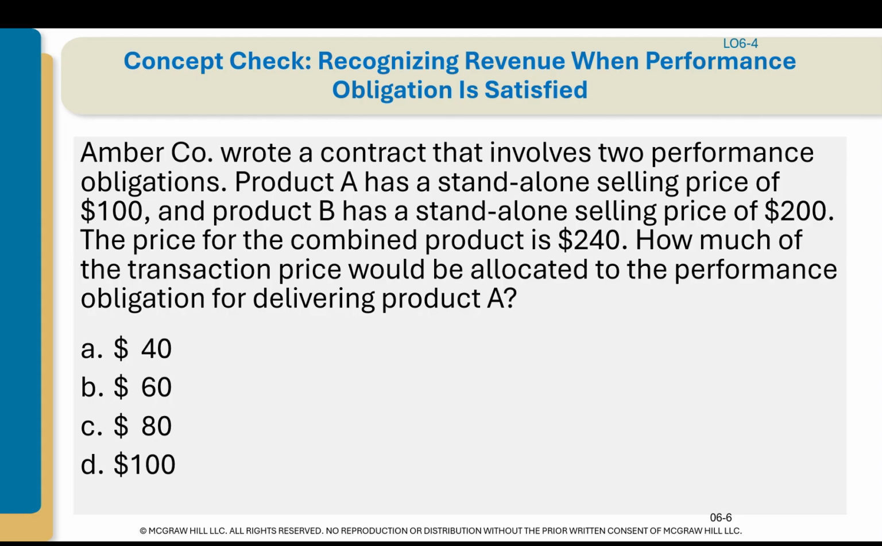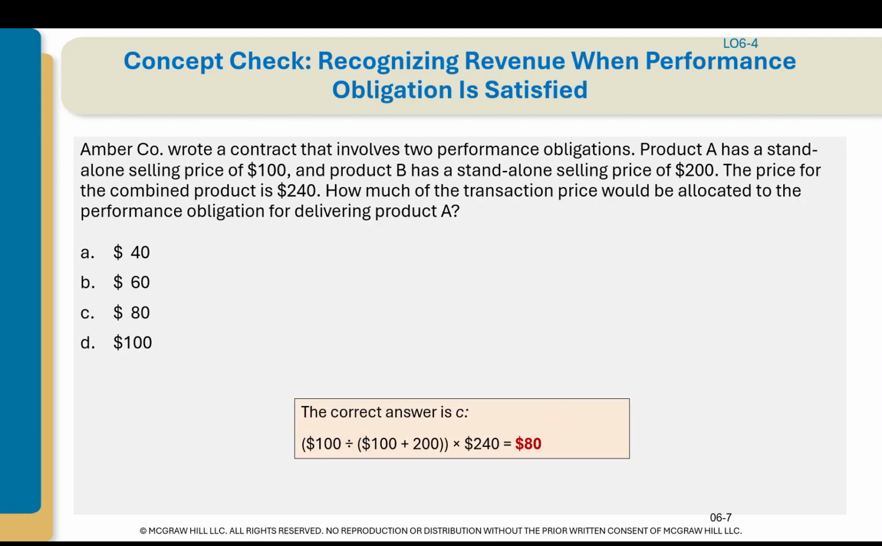So contract A is $100 over $300, or 1/3, or 33%, and contract B is 67%. We're going to multiply that. A is 33% of the whole contract amount. We're going to take 33%, multiply that by the contract value of $240, and we're going to get the answer of 80, choice C.